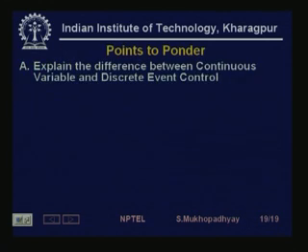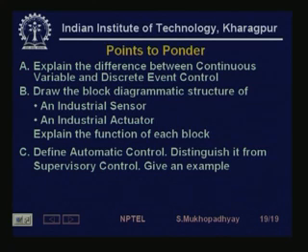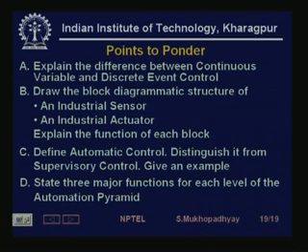So here we have some problems, points to ponder. For example, can you explain the differences between continuous variable and discrete event control? Can you cite 2 or 3 differences? Can you draw the block diagrammatic structure of an industrial sensor and give an example? Let us say you locate some industrial sensor and then try to identify the various block diagrams, I mean the various subsystems in it, and their functions. Can you define automatic control and distinguish it from supervisory control with an example? And finally, can you state 3 major functions for each level of the automation pyramid? So these are problems for you to ponder on, and thank you very much.